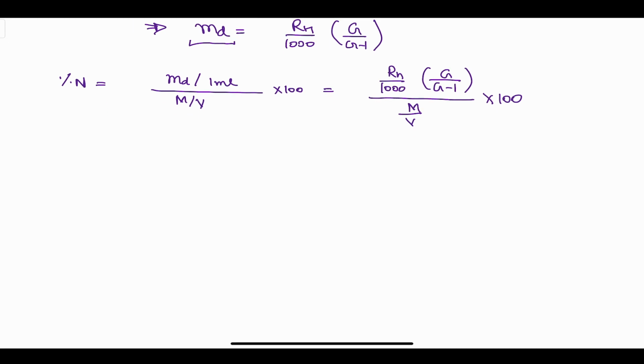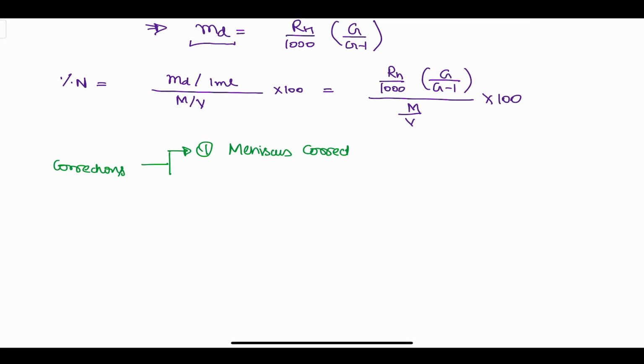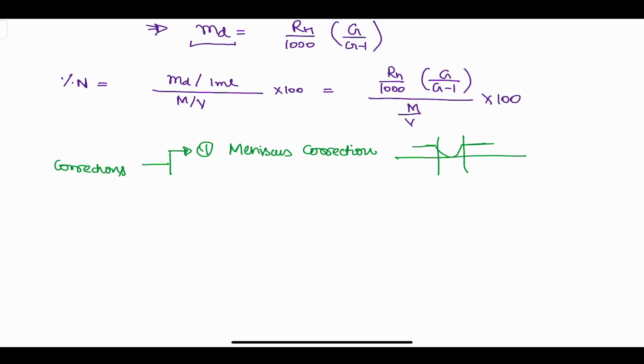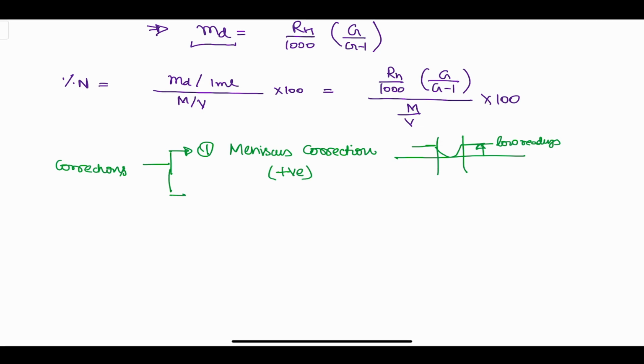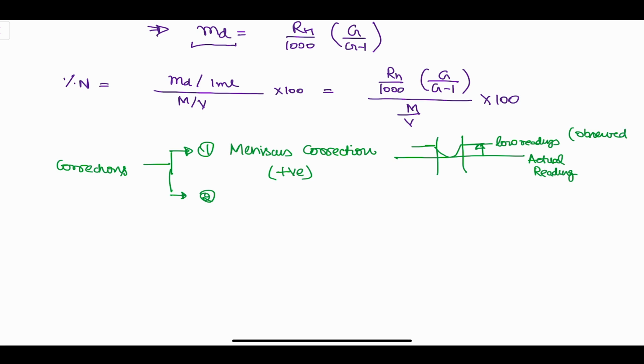So now I'll talk about the corrections which are required in the hydrometer. The first correction is meniscus correction. Usually we observe the upper meniscus due to turbidity in the solution, which is wrong. We should observe the lower meniscus. If we are observing the upper meniscus, that means we are getting low readings, because we know that the readings are decreasing upwards and increasing downwards. So the correction required would be a positive correction. Let me type it as the actual reading which we should have taken, and this is observed, which is not true. This is due to turbidity in the soil suspension.